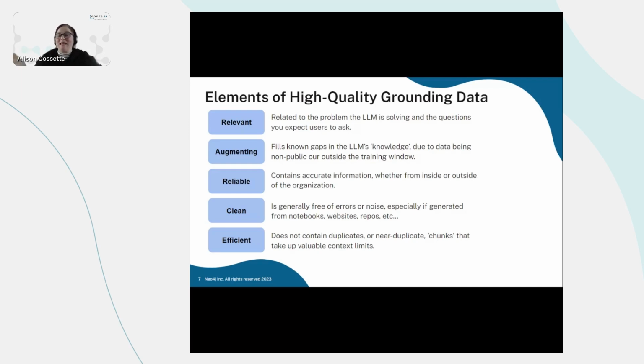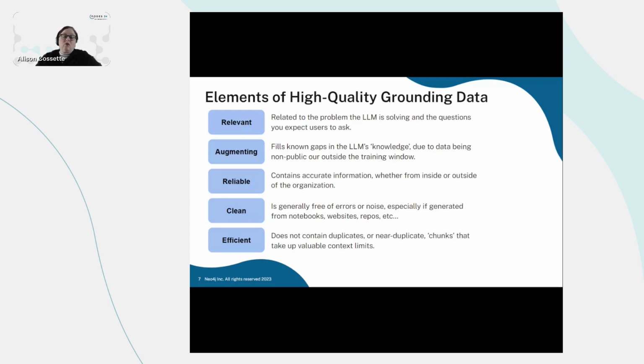Additionally, as data scientists are always used to, we need to make sure that things are clean. Is it free of noise? Was it generated from notebooks? Is there HTML or websites? As always, you really need to make sure that that data is clean so that we have really strong signal in what's being retrieved. And finally, we need it to be efficient.